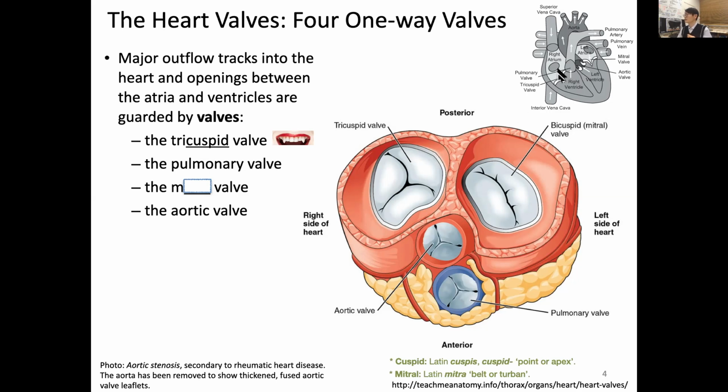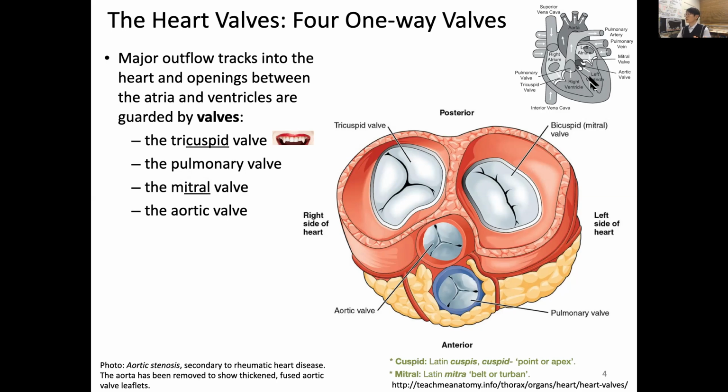And then this right ventricle, you send out deoxygenated blood through to the lung. That's called the pulmonary valve, which is in here. And then after the oxygenation through the lungs, it gets into the pulmonary vein to enter into the left atrium. So from the left atrium to the left ventricle, there's a big valve, which, you can see, has 2 cusps, so we call it bicuspid, or people call it the mitral valve. And that mitral comes from the Latin for belt or turban shape.